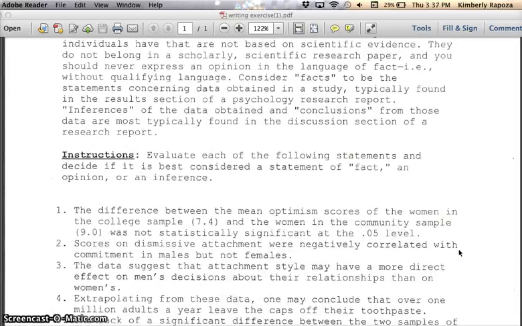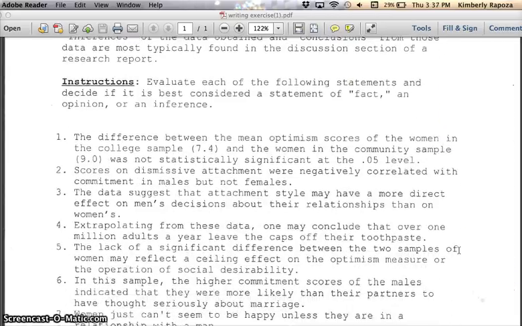So for homework, what you're going to do is you're going to evaluate each of the following statements, and you're going to decide if it's best considered a fact, an opinion, or an inference. Is it a statement about data, something that a person says that is not backed up by any data, or is it a statement that relies on an interpretation of data? So fact, opinion, or inference.